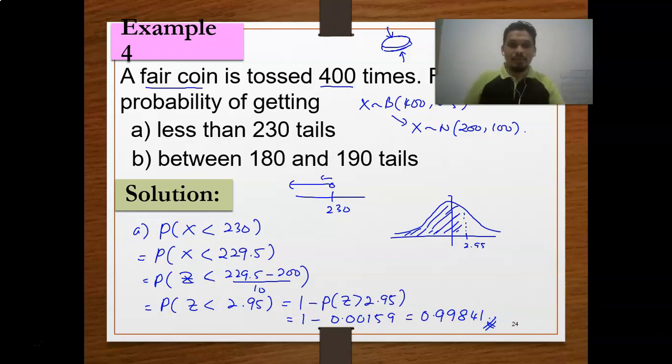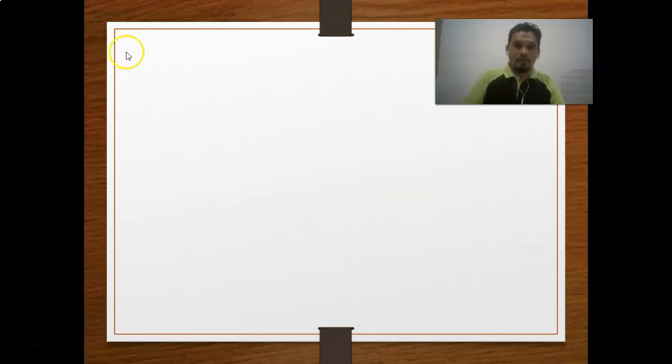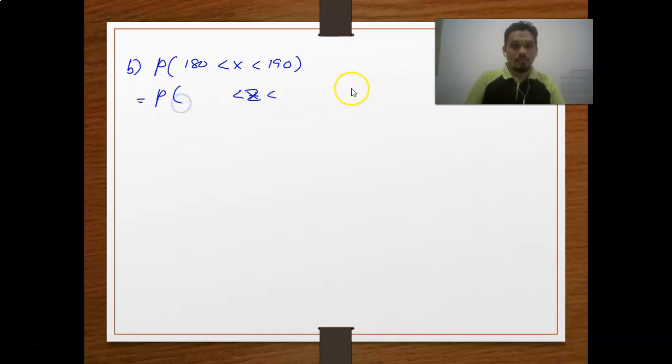And then between 180 and 190. Class, for this one, for part B, the probability of X between 180 and 190. So we come up with Z: 180 minus 200 divided by square root of 100, which is 10, and 190 minus 200 divided by 10. This gives you negative 1.95 and negative 1.05.